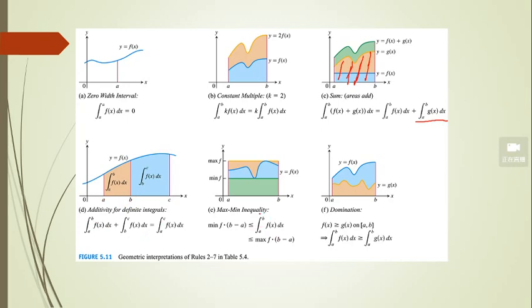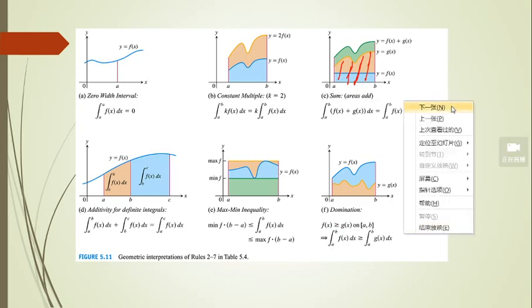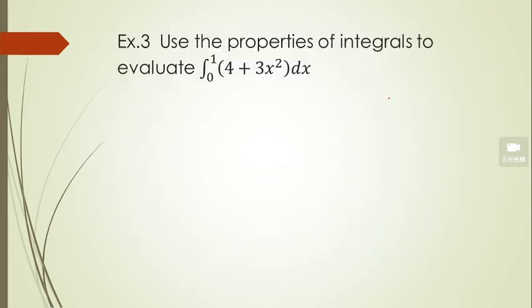And E and F illustrate the max-min inequality and the domination property. We are going to skip those, okay? If you are interested, you can read about those parts. Now, let's see some examples to apply those properties, okay?